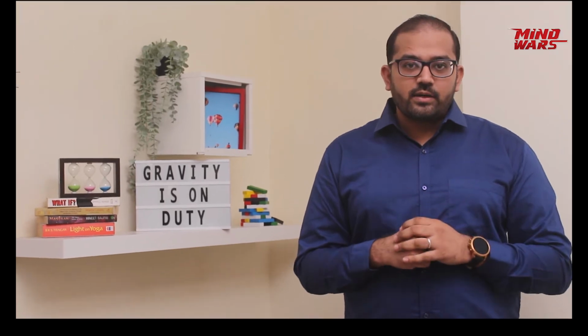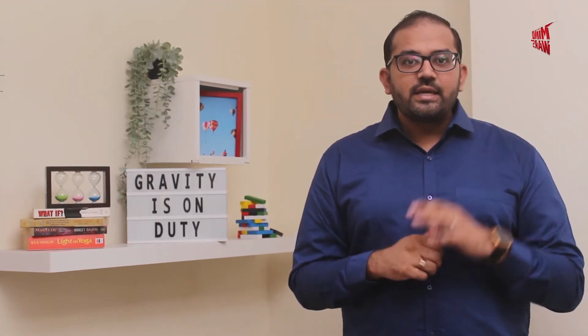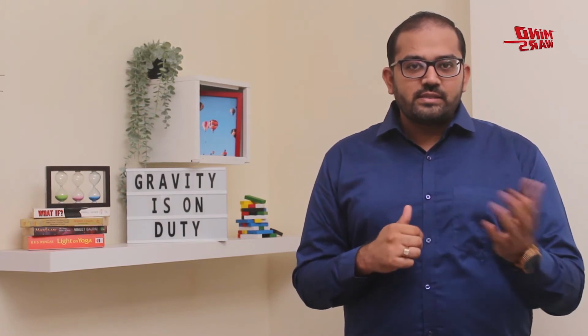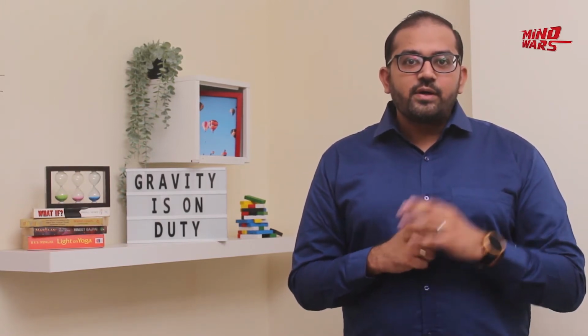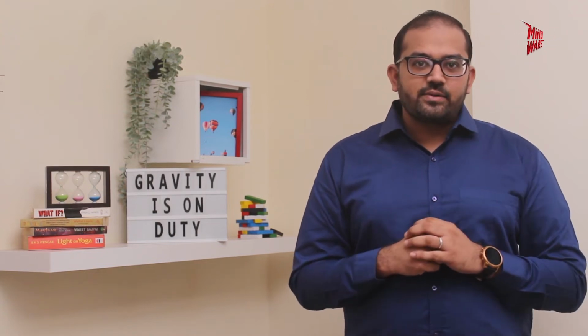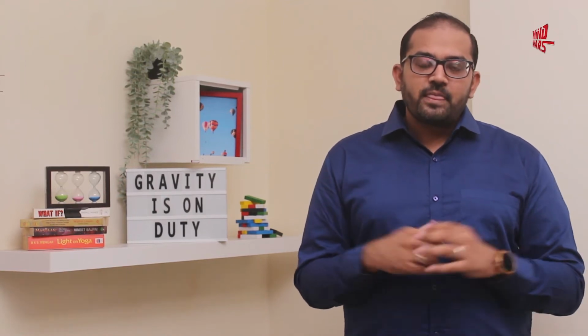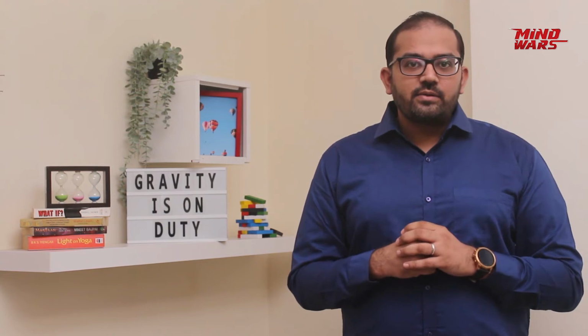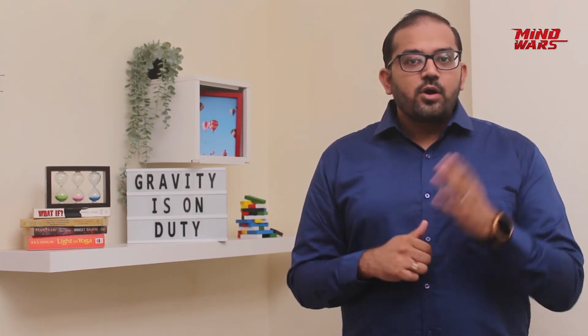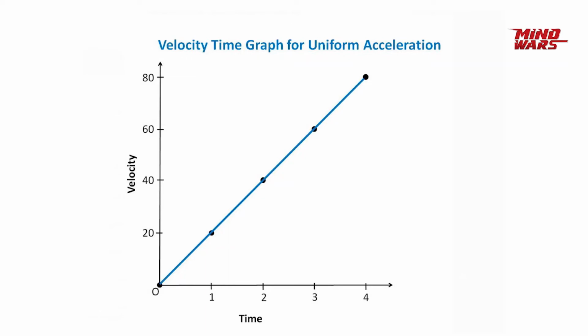Uniform acceleration is said to occur when there is an equal change in velocity in equal time intervals. For instance, if your car is moving at a speed of 20 meters per second in the first second and changes to another 20 meters per second in the second and so on, we can say that the acceleration of the car is 20 meters per second squared. Observe in the graph. In the first second, the object's velocity is 20 meters per second. And in the second, the object's velocity increases by another 20 meters per second uniformly. And therefore, we can say that the acceleration of the car is 20 meters per second squared.